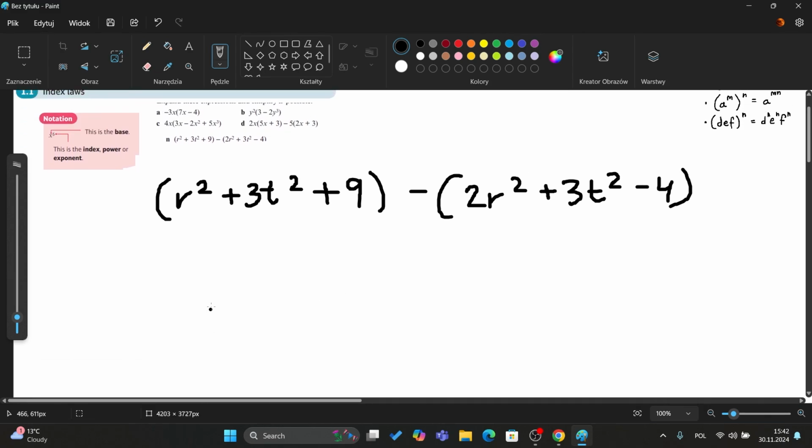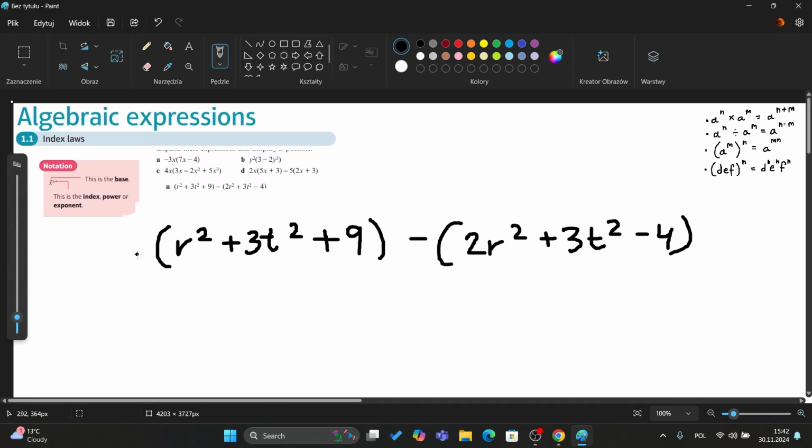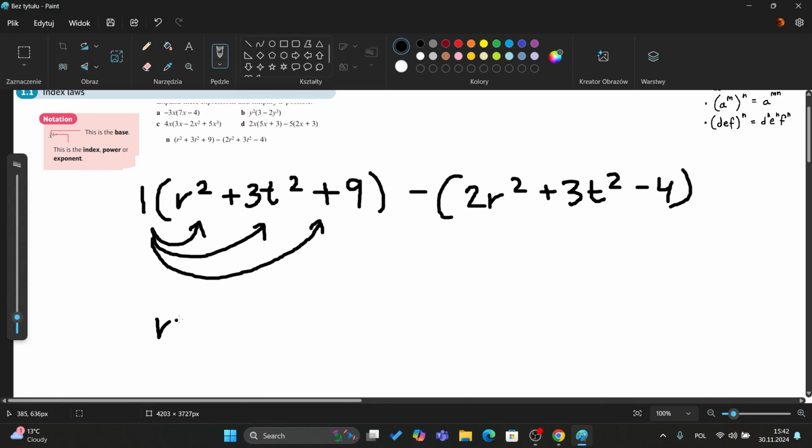Okay, so what happens in here? We don't have any number in front of the bracket. There is an imaginary 1 in front of the bracket. Imagine there was 1. So what happens? We multiply each term by 1 here to get r squared plus 3t squared plus 9.